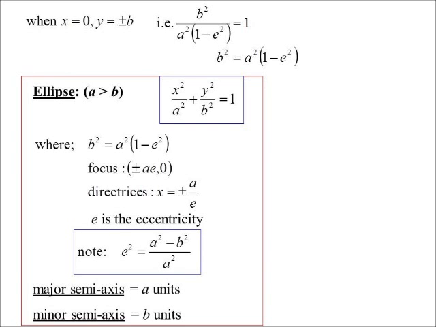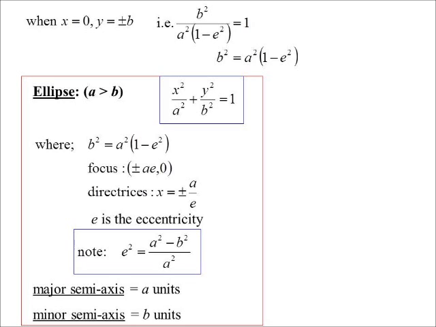So we get a far neater formula. For an ellipse where the a value is bigger than the b value, okay, there's our ellipse: x squared on a squared plus y squared on b squared is equal to 1. Simple as that. b squared is equal to a squared (1 minus e squared). Focus will be plus or minus ae, 0. Directrices plus or minus a divided by eccentricity.